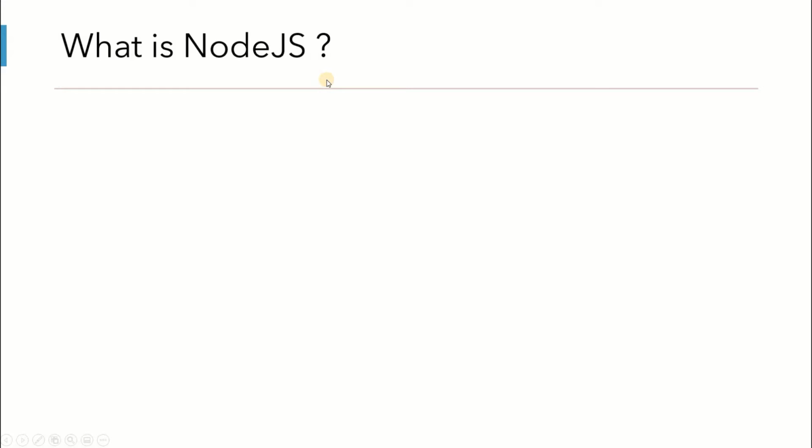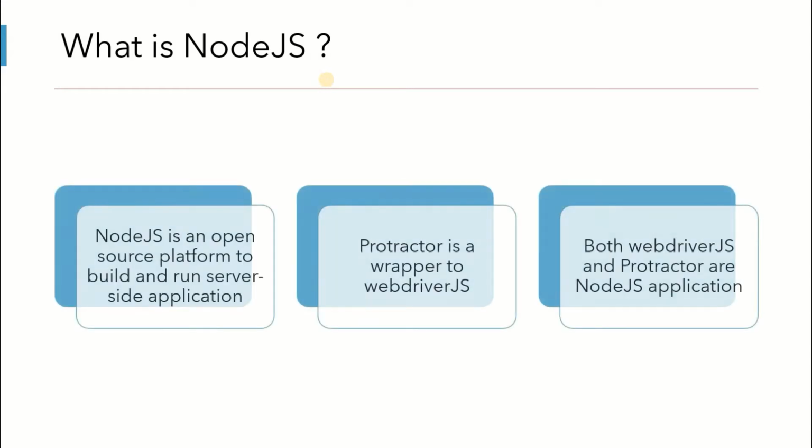So before we move to the installation of Node.js, let's understand what is Node.js. Node.js is an open source platform to build and run server-side application. Protractor is a wrapper to Webdriver.js. Both Webdriver.js and Protractor are Node applications. So if we had to summarize this, then we can say Node.js is required to build and run Protractor and Webdriver.js.